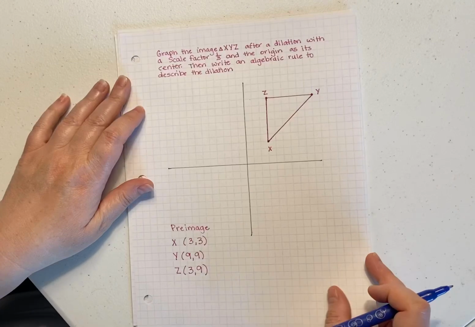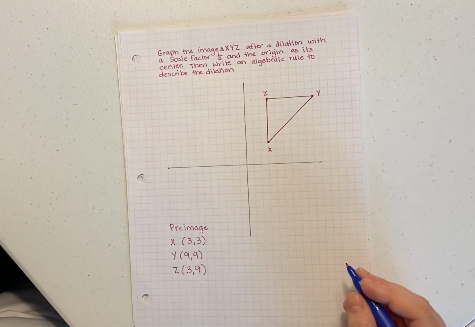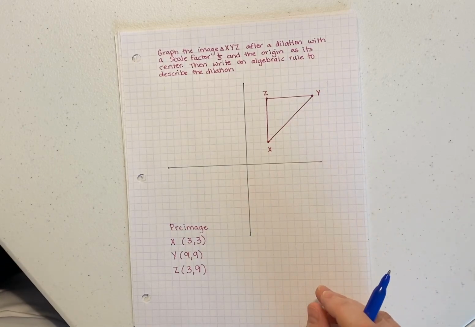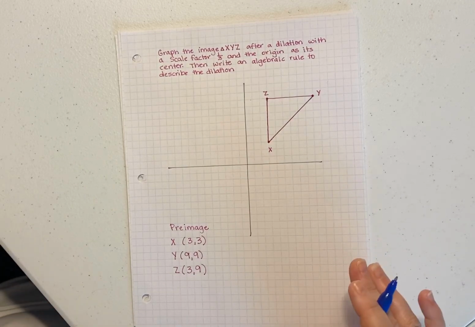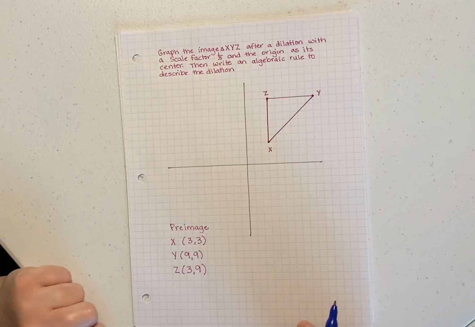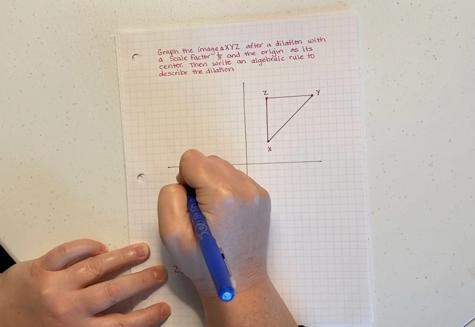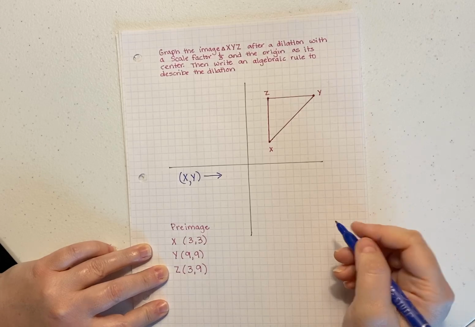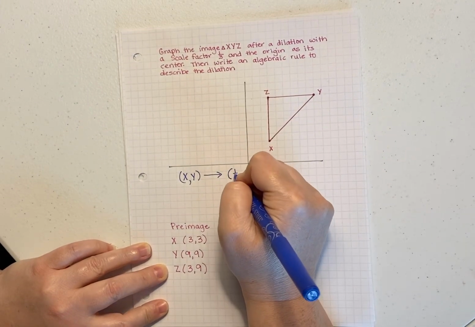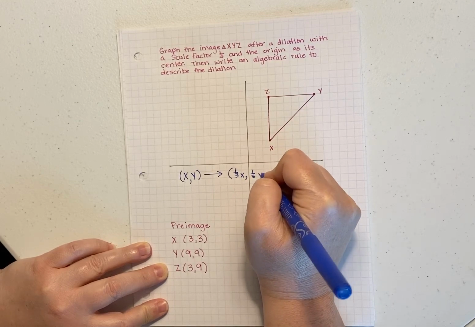All right, my friends. And the last one that we have for today says graph the image of triangle XYZ after a dilation with a scale factor of 1/3, and the origin is its center. Write an algebraic rule to describe the dilation. I like to start with the algebraic rule. So if we had XY, right? What happens to XY as our algebraic rule? What are we going to do to make this dilation? Yeah, we're going to multiply both of them times 1/3. So it's going to be 1/3 X and 1/3 Y.